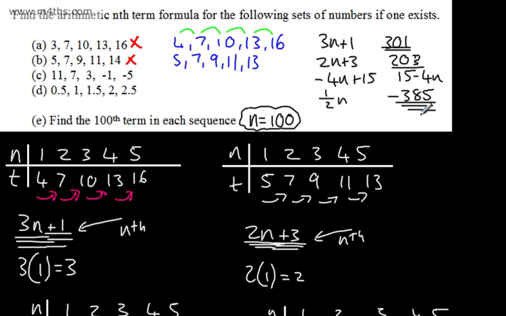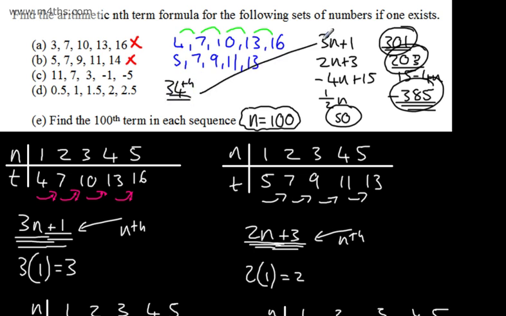That one, remember, is going down. When n is 100, half of 100 is 50. So this gives us now the 100th term in each sequence. If we wanted the 34th term, all we would do at this stage is simply sub in that n was equal to 34. So just subbing in to each of these.